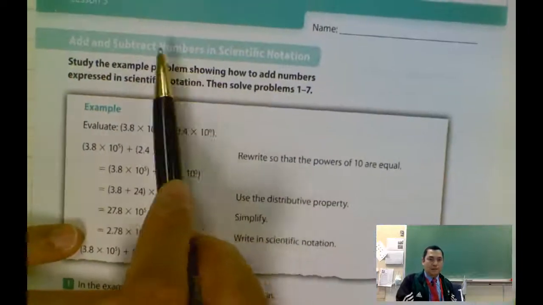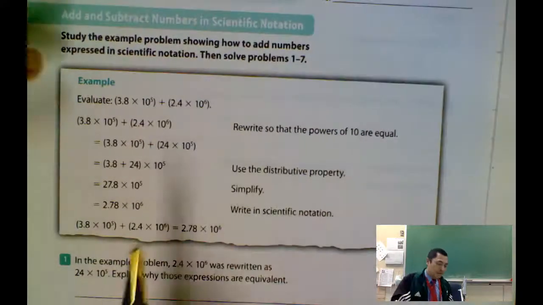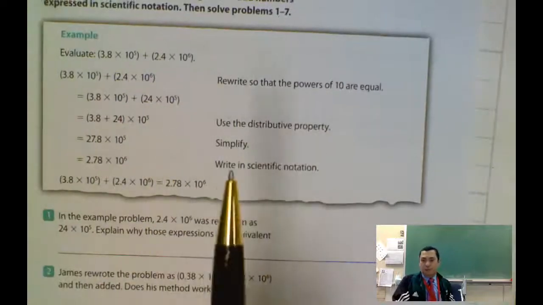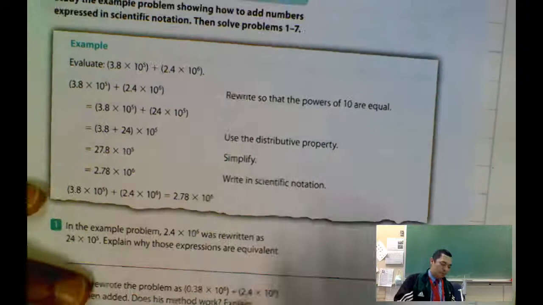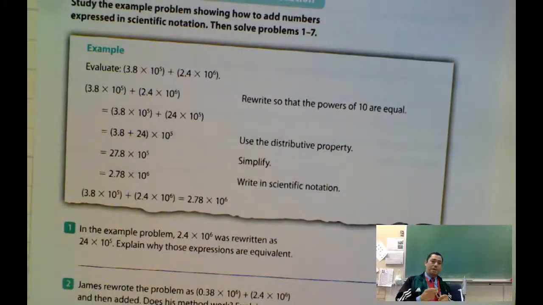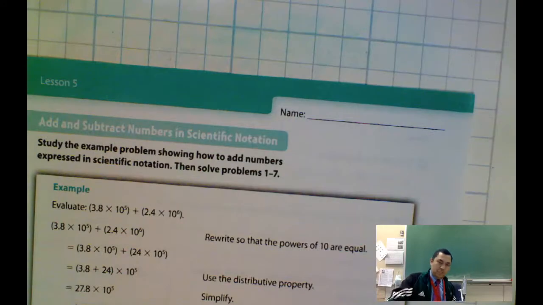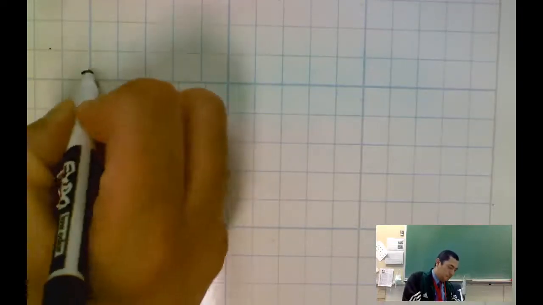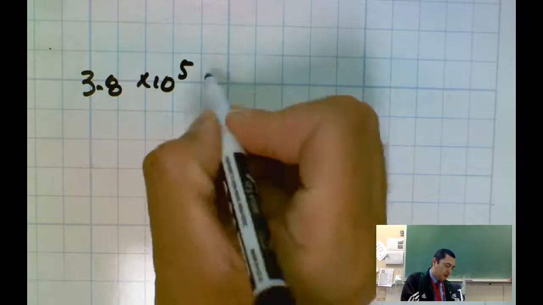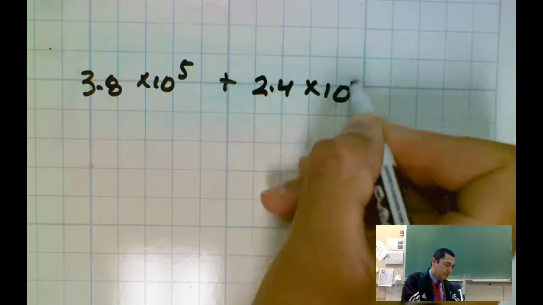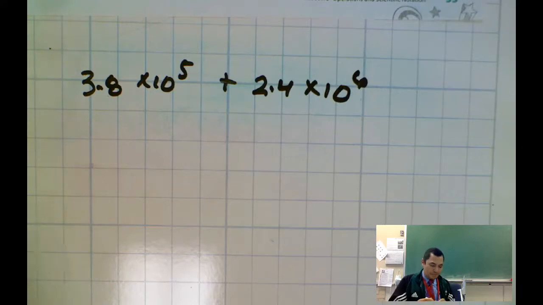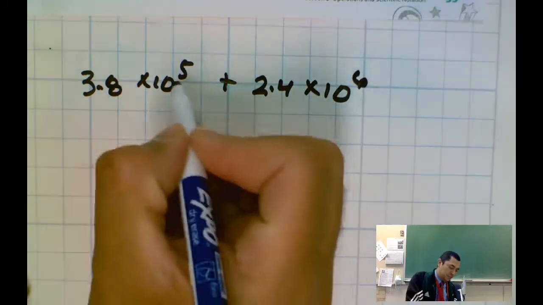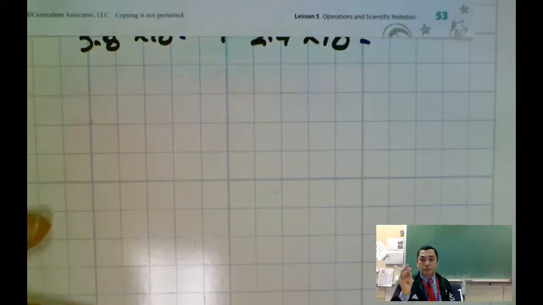53. So we have add and subtract numbers in scientific notation. That's what we did today. So we have this example again. We went over an example like this one in class, and we explained what we did. The exponent has to be the same. So let me go over for those who did not connect in today's class. So I have 3.8 times 10 to the 5th power plus 2.4 times 10 to the 6th power. And as you can see, the exponents are different. So this one is 5 and this one is 6. I need both to be the same.